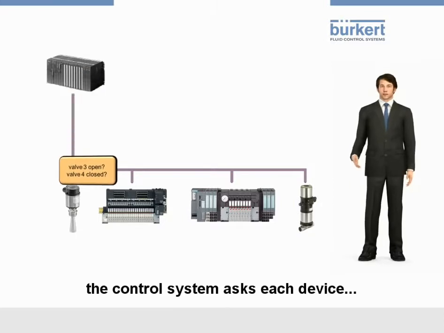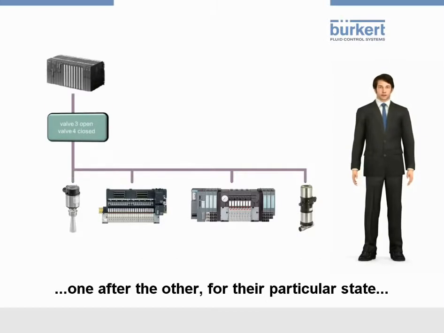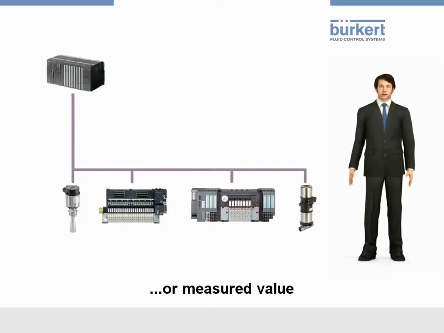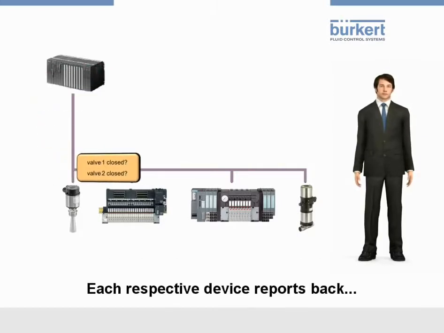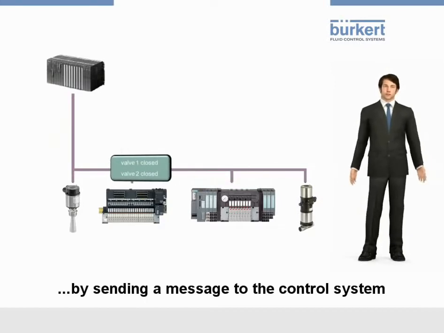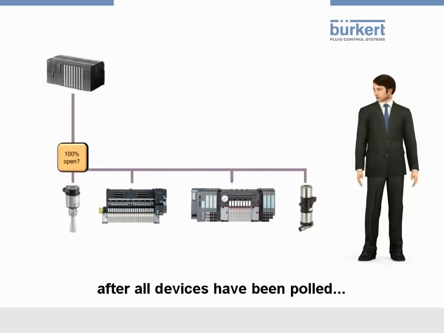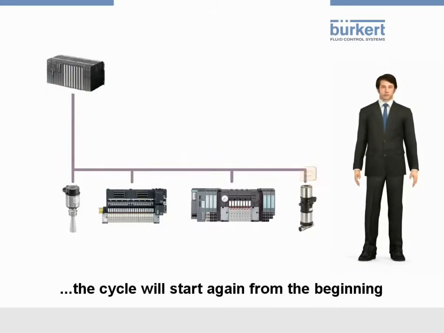The control system asks each device, one after the other, for their particular state or measured value. Each respective device reports back by sending a message to the control system. After all devices have been polled, the cycle will start again from the beginning.